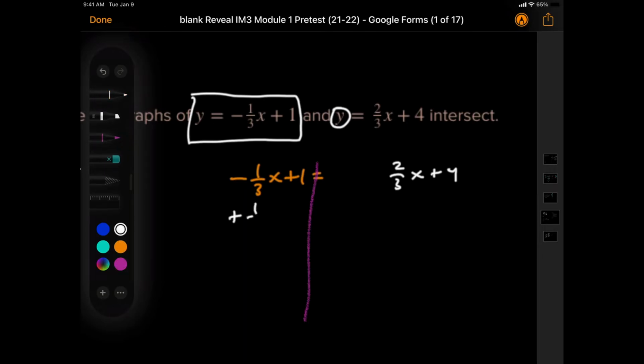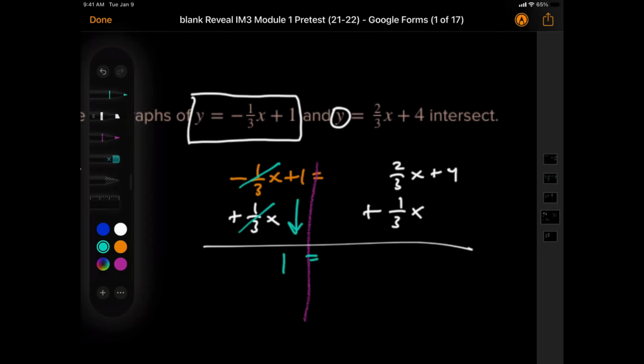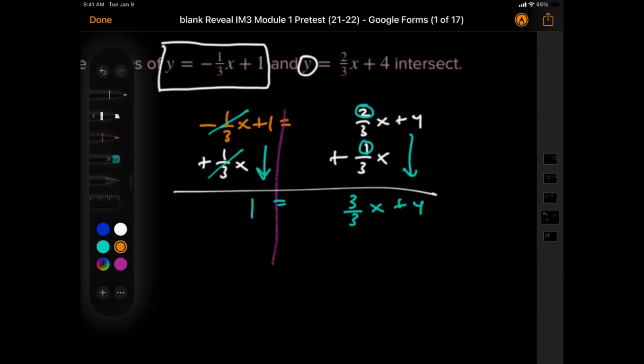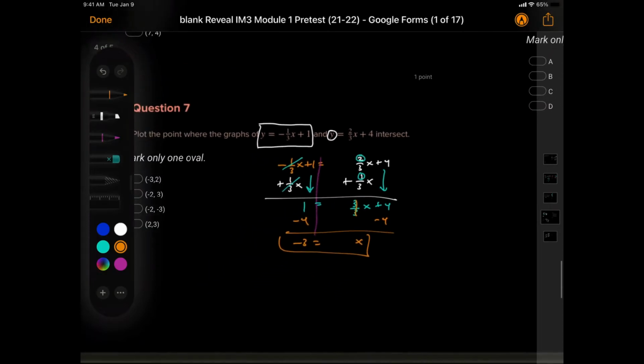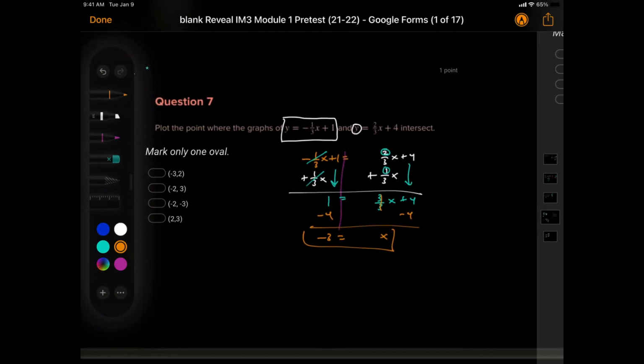I'm going to add 1/3 x to both sides, and the reason I'm doing that is so I can eliminate this one, so you're just left with this. Now, in fractions, you just add the numerators when the denominators are the same. So 2 plus 1 is 3. 3 over 3x. And 3 divided by 3 is just 1. Subtract the 4, and you're going to get x equals -3. And the only choice that has that is the first one.